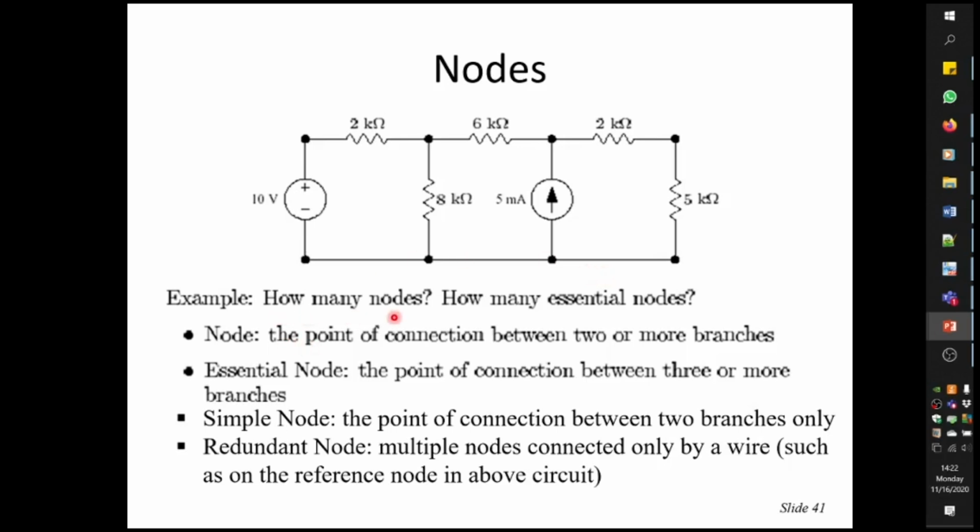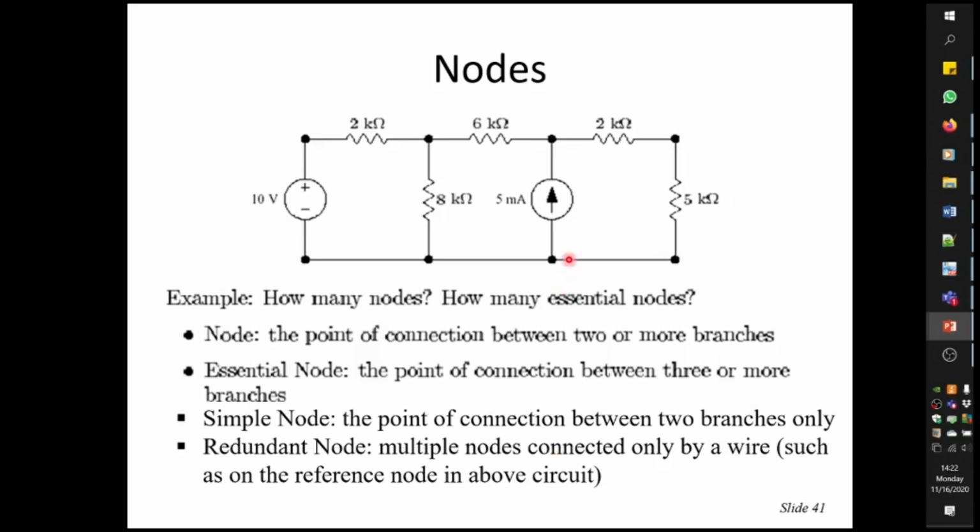So if we were to count how many nodes there are in this circuit, we can clearly see 1, 2, 3, 4, 5, 6, 7, 8. There are 8 nodes in this circuit. I think I've made a mistake here.